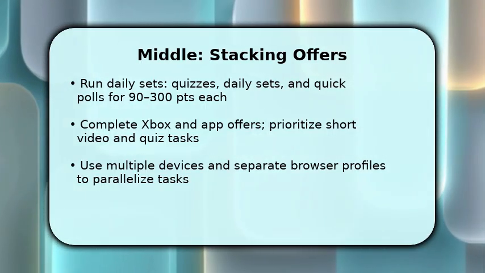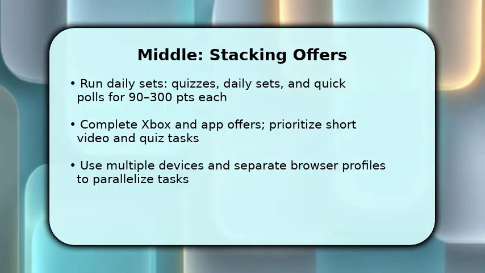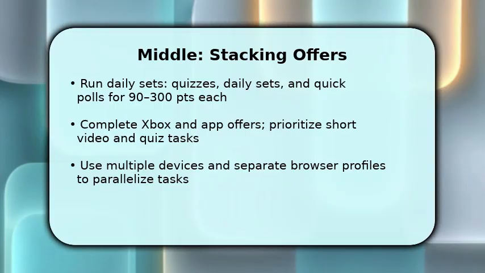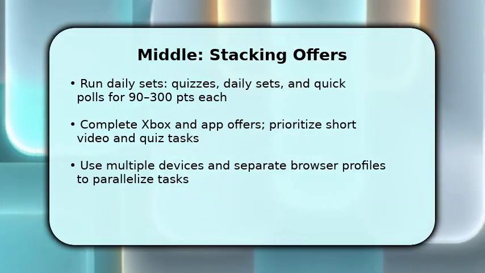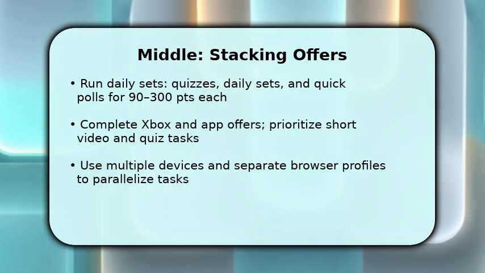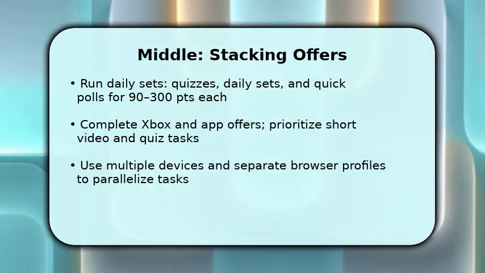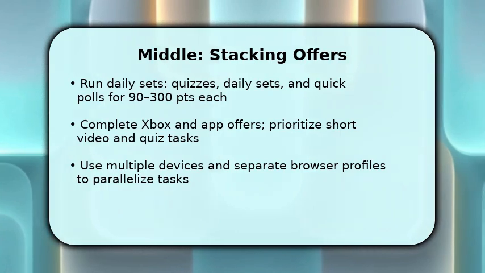Simultaneously, check Xbox and app offer lists for 1-minute tasks and install required items only if you intend to keep them. Use another device or a separate Edge profile to run parallel video tasks and short browsing offers, making sure to pace them so rewards registers each completion.